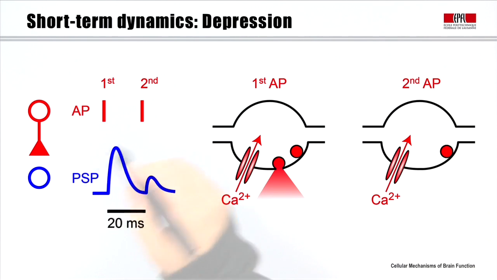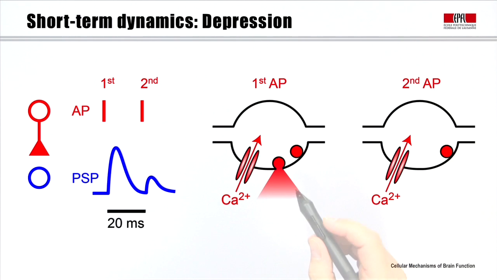After that neurotransmitter has been released, the vesicles need to replenish. And in the time space of 20 milliseconds, perhaps there's very little time for the vesicles to replenish. And so, in response to the second action potential, less neurotransmitter is released. We can envisage the situation here.